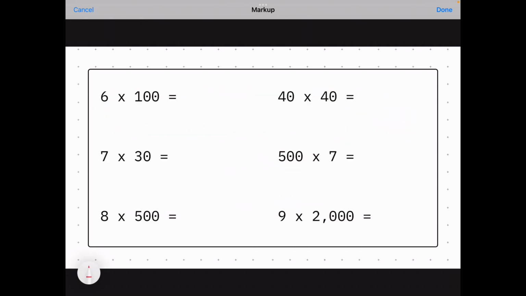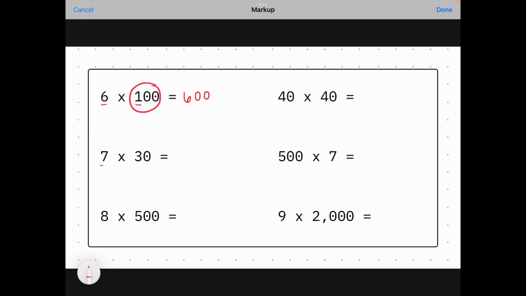When I look at a problem and I notice that there's a multiple of 10, 100, or 1,000, I automatically know that I can go straight to my trick. So 6 times 100, I find the fact of 6 times 1, and then I just add on my zeros. I can do this because 100 is a multiple of 100.